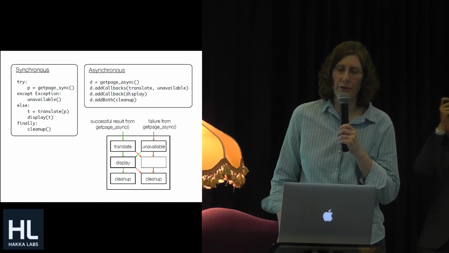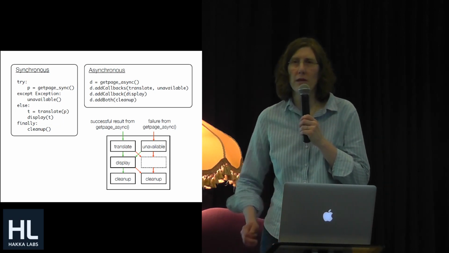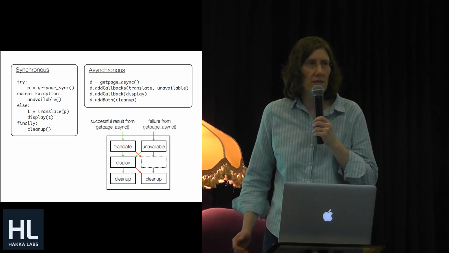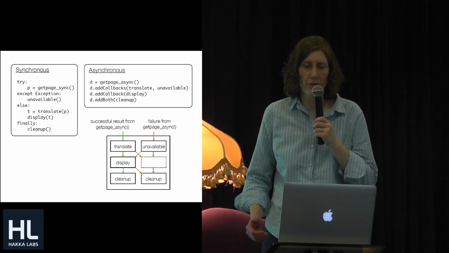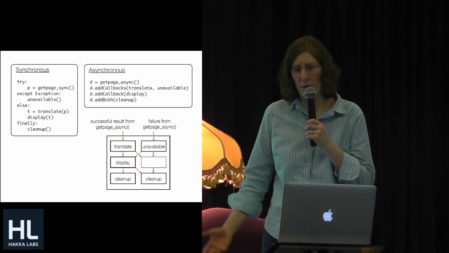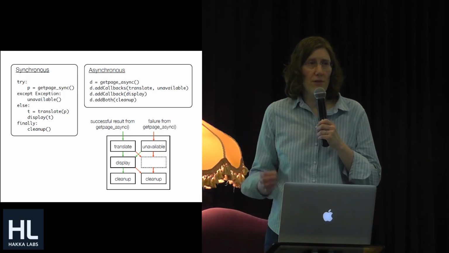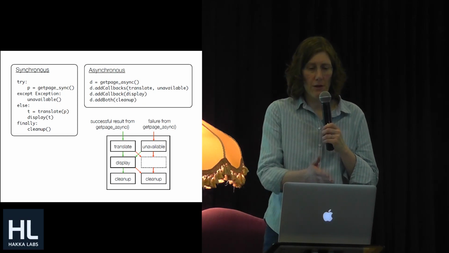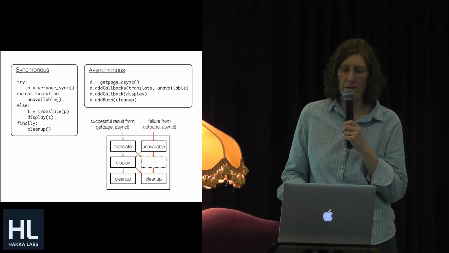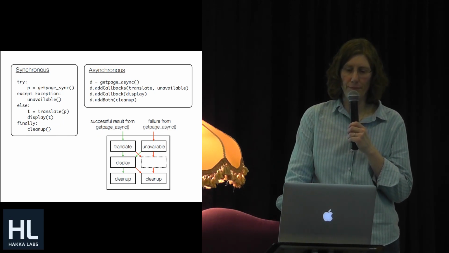In the asynchronous version, GetPageAsync initiates the request for a web page, but it doesn't block waiting for the result to come back. Instead, it immediately returns with a deferred, which will eventually be fired when the page is received or the operation fails. This deferred initially has two empty callback chains. And in the code here, we call functions on the deferred to add callbacks to the chains. When this code's done running, control returns to the reactor.